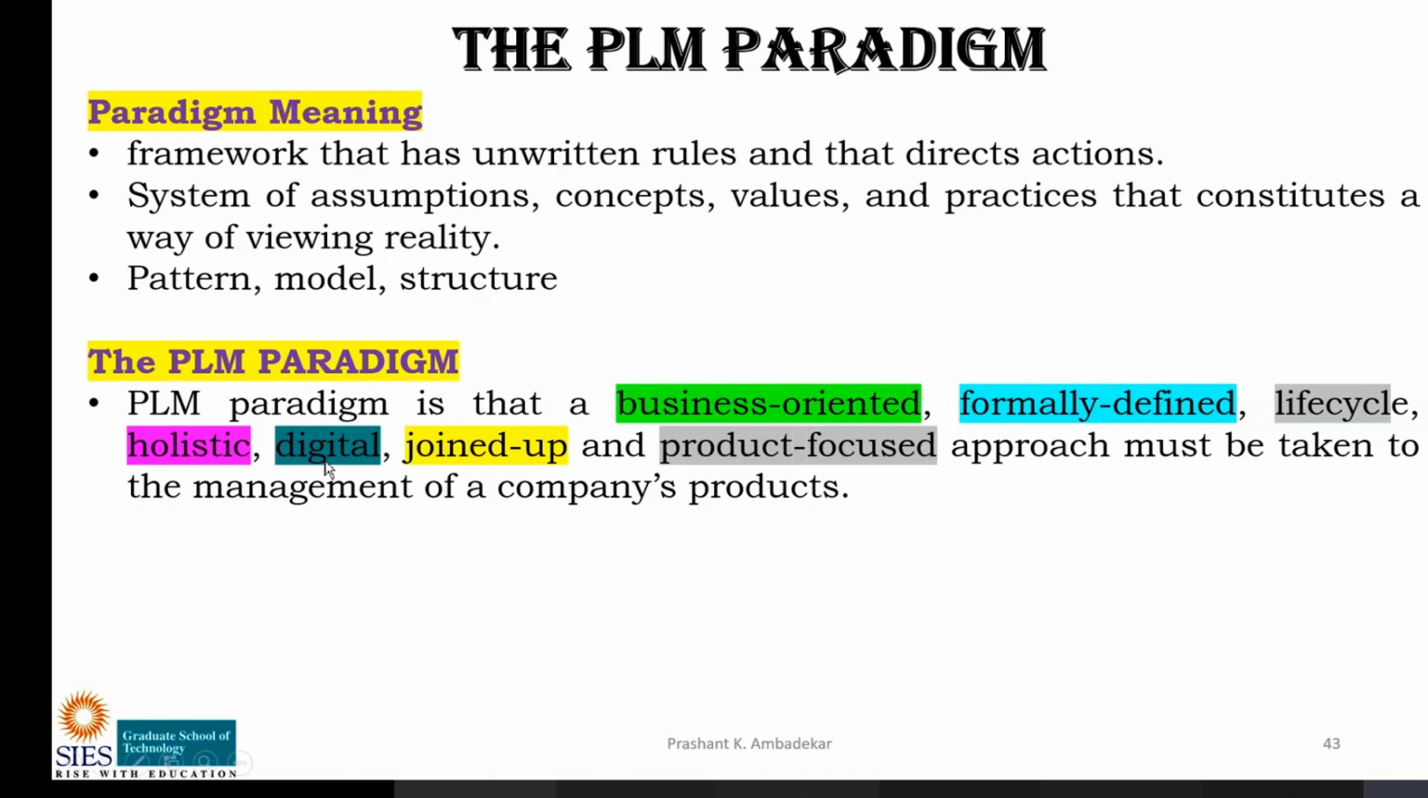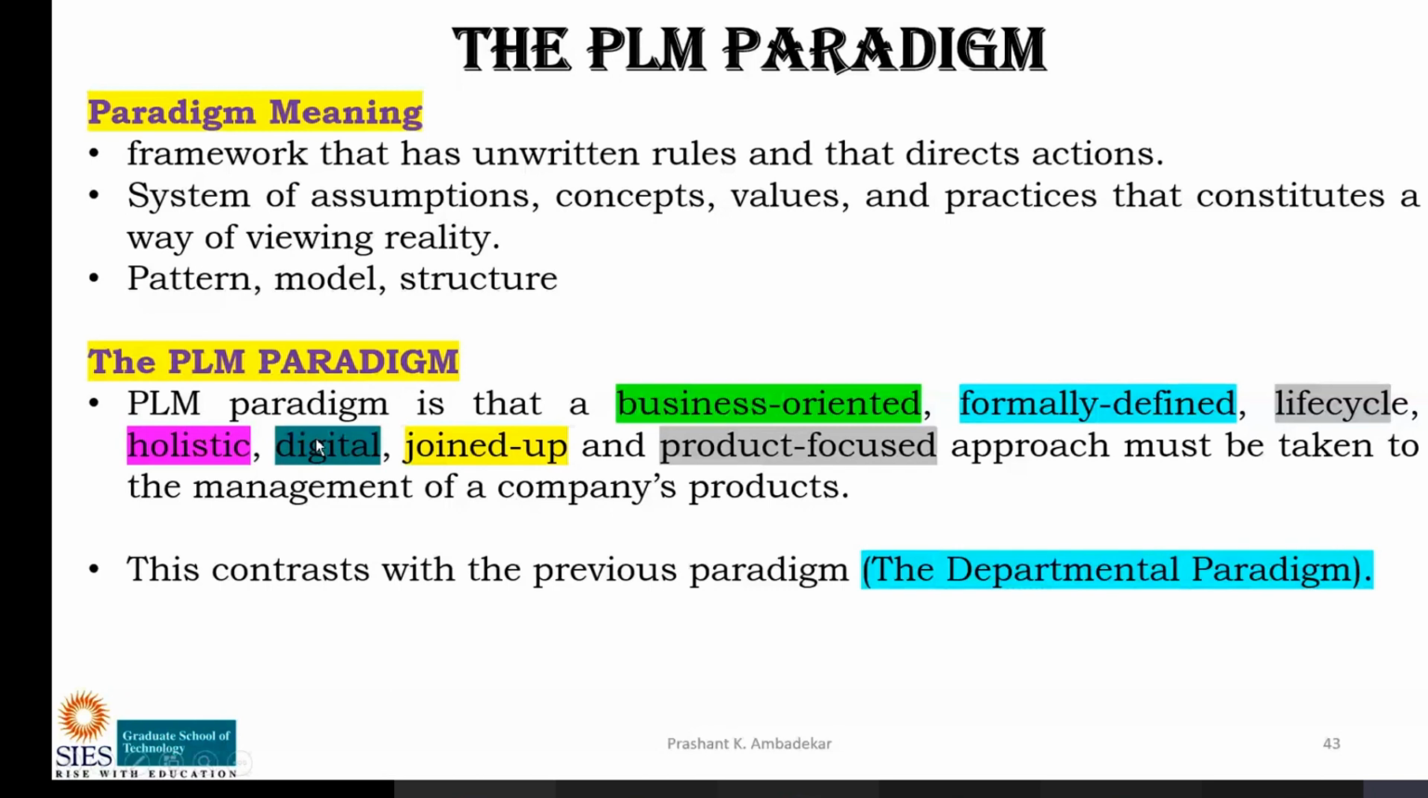Then it is digital. It is not using pen and paper. It is joined up, we'll see what joined up means; it is joining the things. It is product focused. So PLM is about this: business oriented, formally defined, life cycle, holistic, digital, joined up, and product focused. We are going to see these seven points in detail in the PLM paradigm.